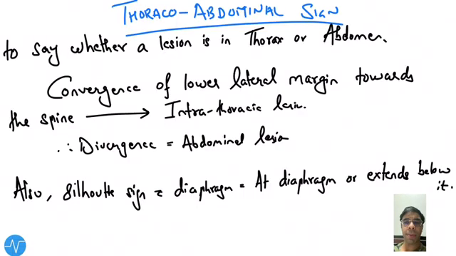The thoracoabdominal sign. It says whether a lesion is in the thorax or abdomen. If there is convergence of the lower lateral margin towards the spine, then it is an intrathoracic lesion. The reverse way, if there is a divergence, then it is an abdominal lesion. Also, if there is silhouette sign with the diaphragm, then the lesion is at the diaphragm or it may extend below it.